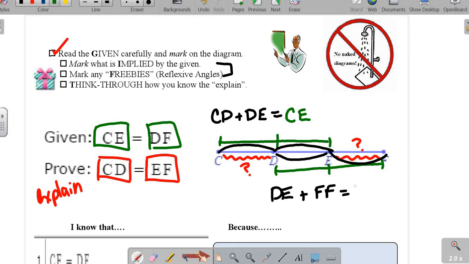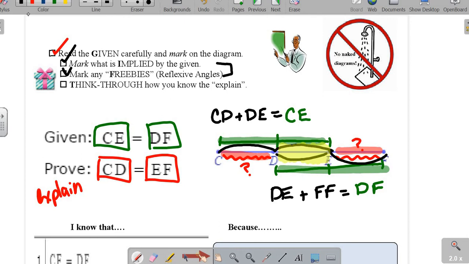Add up to DF. That is a true statement. And we kind of talk it through. If the overlapping segments, the green ones, are equal, if we take away the overlap, what's left is equal. Did you hear that explanation? If you take away the overlap, what's left is equal.